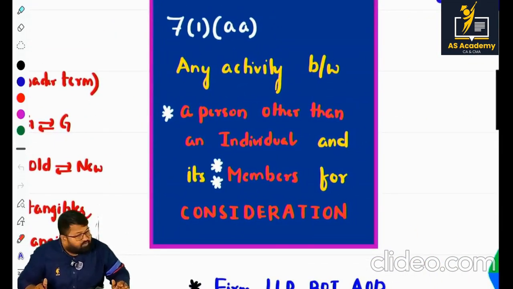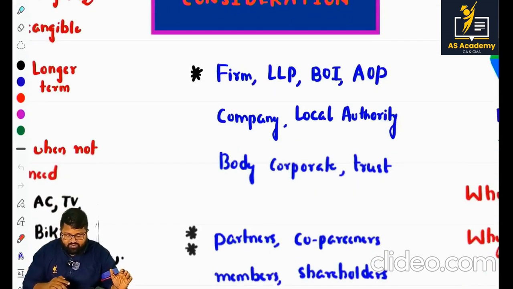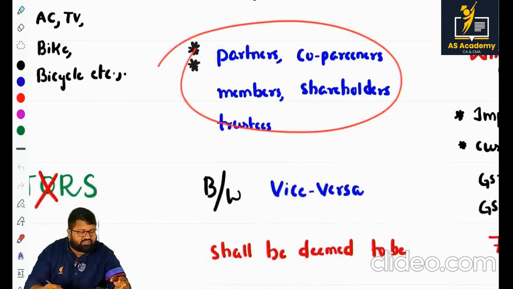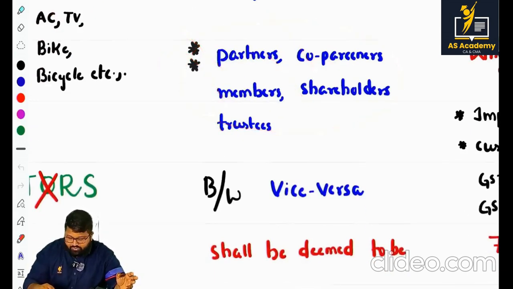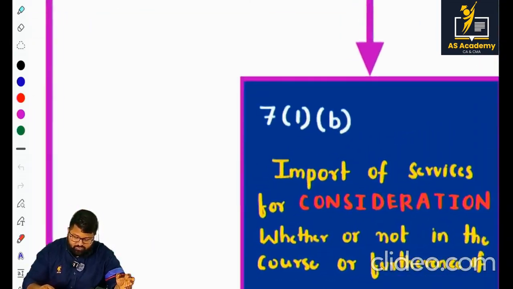7.1AA. What does it stand for? Any activity between a person other than individual and its members. Okay, what are the scenarios there? Other than individual: firm, LLP, BOI, AOP, company, local authority, body corporate, and trust. BOI is known to you, no? Body of individuals. AOP, association of persons. So who can be the persons there? Individuals, partners, co-partners, members, shareholders, and trustees. So, and here, that is clear, done. Next, what is the next one, ma?